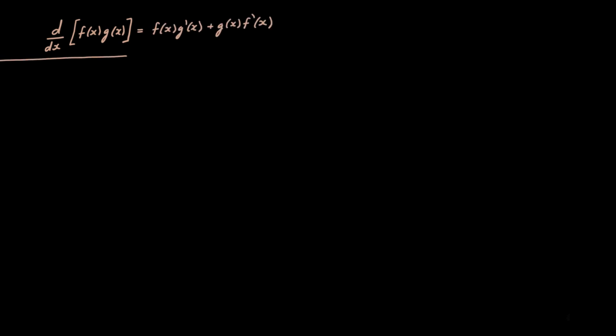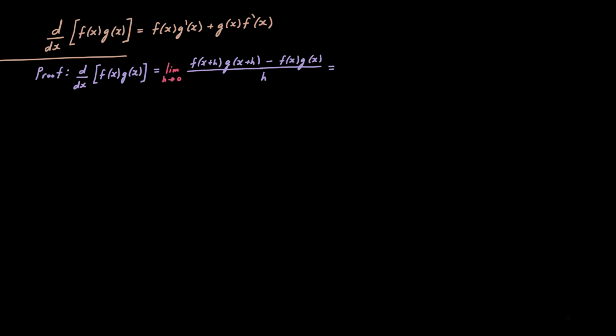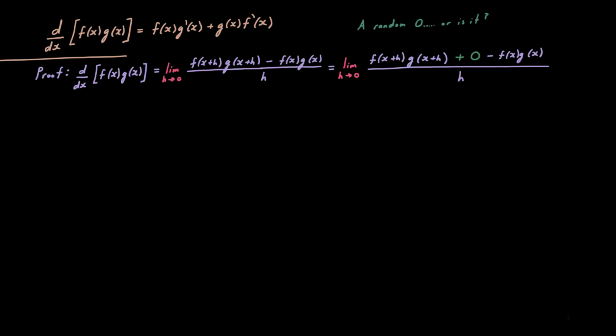And here we go. I am going to fall back on my limit definition of the derivative. You always have to do that for proofs of derivative formulas, as you've seen so far with the power rule and the properties we showed in the previous video. Always have to use the limit definition of the derivative. So that's what I'm doing here. And I'm going to do something weird. I'm going to add a random 0 into my numerator. Or is it random? I'm going to rewrite that 0 in a very clever way. I'm going to rewrite it as negative f of x, g of x plus h, plus f of x, g of x plus h.